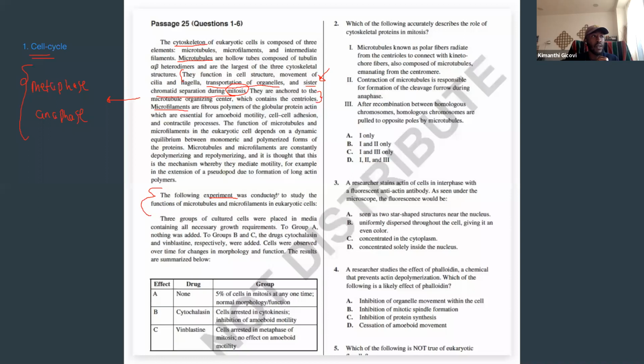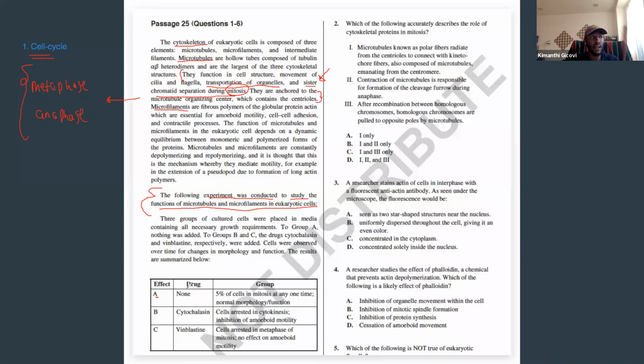So this experiment was conducted in order to study the function of microtubules and microfilaments in eukaryotic cell cycles, eukaryotic cells. So I'll give you guys a quick hint. Anytime you do an experiment, typically you're gonna either turn something on or turn something off, right? So as I'm reading this, I'm saying, okay, cool, they're planning on turning on and off or stopping the function or turning on the function of microtubules and microfilaments, right? So we're gonna come down here and we're gonna see the results, right?